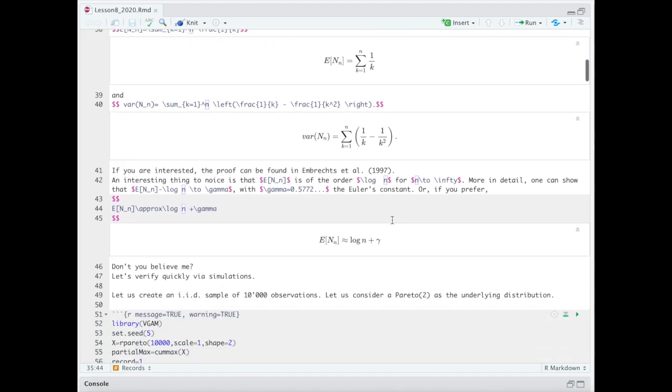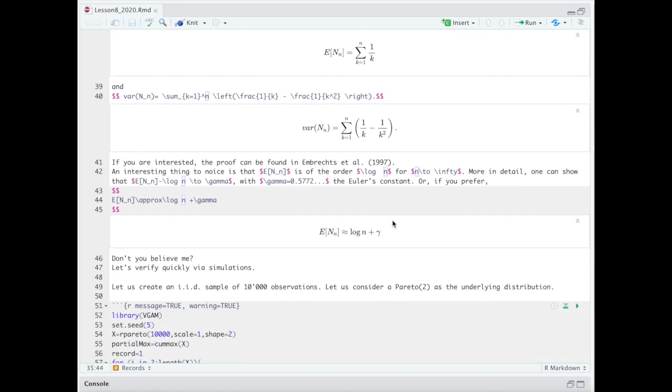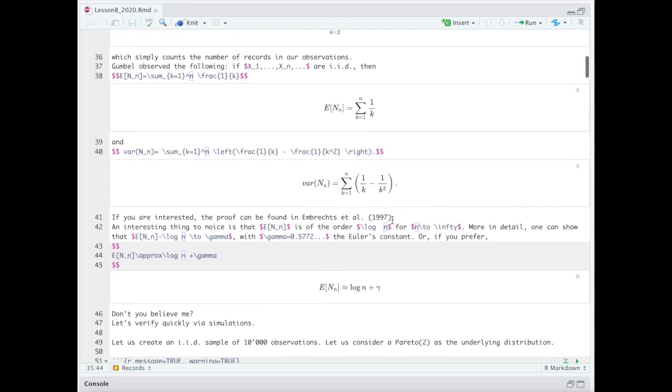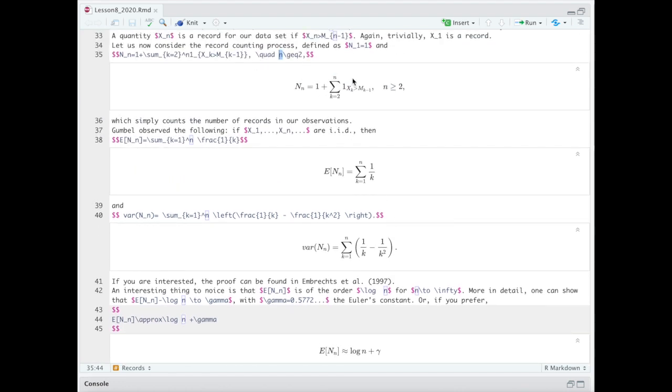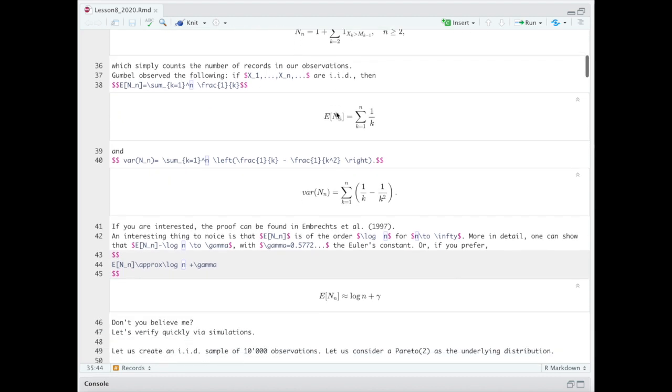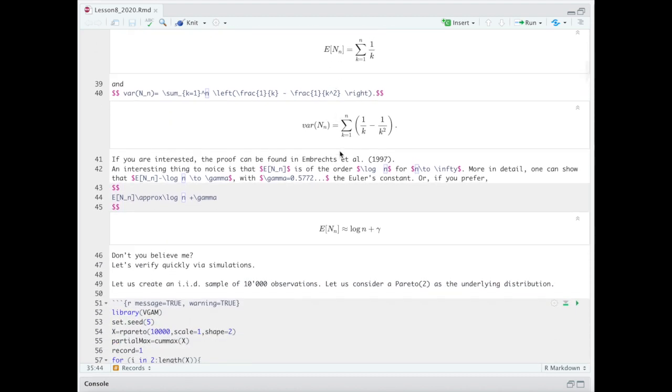The proof of this is extremely simple, so it's just a matter of taking into consideration the definition of the process that we have given and the properties of the maxima. But if you're interested, you also find the proof in the book by Embrechts, Mikosch, and Klüppelberg. Now, a very interesting thing that we have to observe is the following. The expected value of the quantity N_n is of the order log of n, for n growing towards infinity.